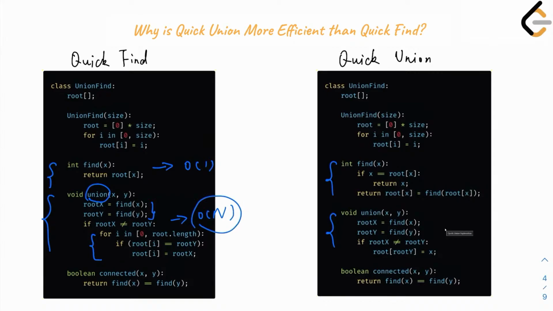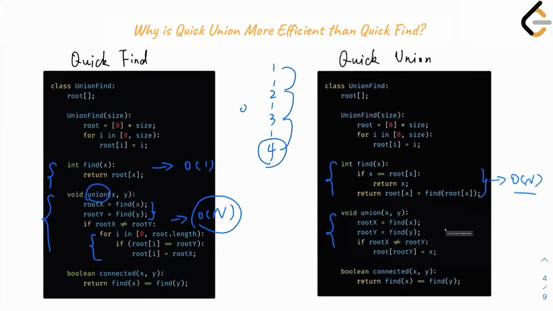Now let's look at quick union. For quick union, we observe that the worst case for the find method is O of n. So what is the worst case? The worst case scenario is when the tree is constructed like this, in a line. So to find the root of 4, we have to search node 3, then 2, and finally 1. So in this case, it's O of n. So this will be our worst case scenario.